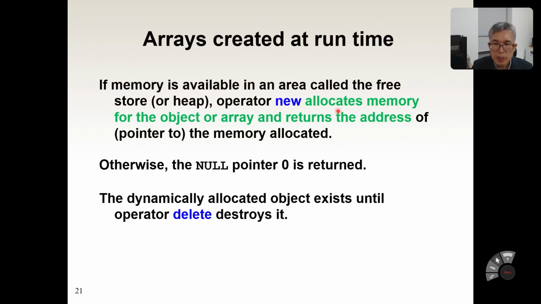Operator new allocates memory for the object or array and returns the address, a pointer to the memory allocated. Otherwise, the null pointer 0 is returned. The dynamically allocated object exists until operator delete destroys it. So an object is created using new, and when the object is deleted, operator delete destroys it.